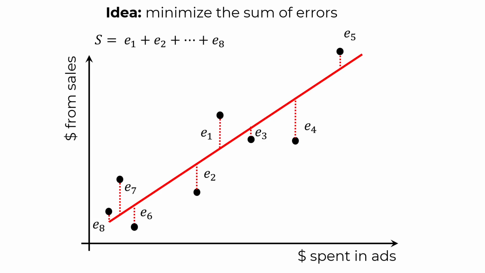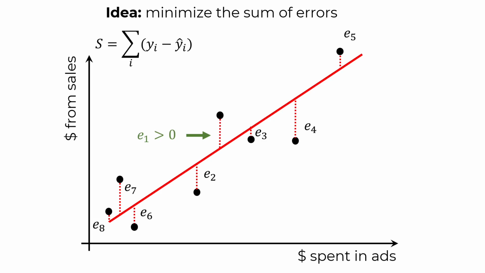Let S be the sum of all prediction errors. So S is equal to E1 plus E2 plus E3 and so on and so forth all the way up until E8. We can use the summation notation to make our expression a little bit more compact and a little bit easier to work with. As we've seen before, we can define our prediction error as the difference between the actual value y and our predicted value y hat. So let's substitute that in our formula for S.